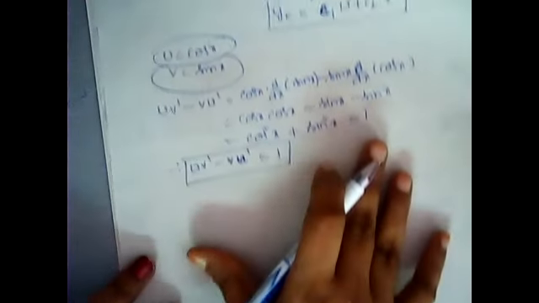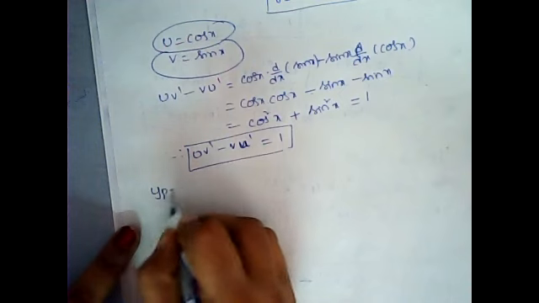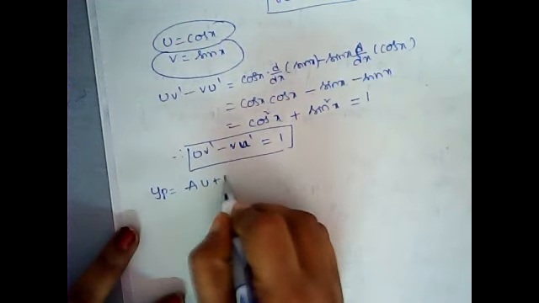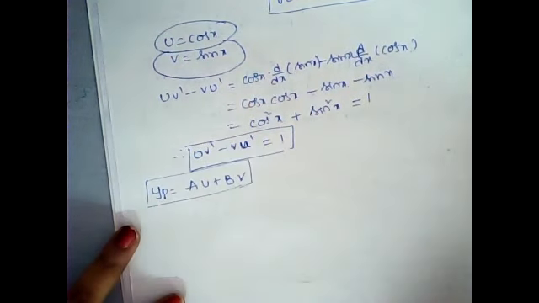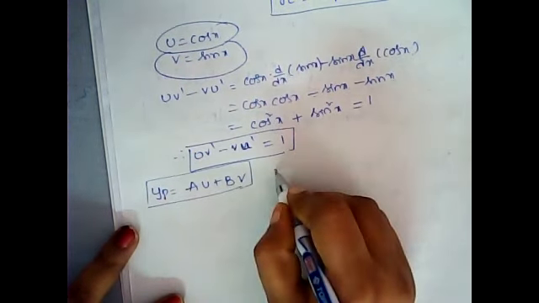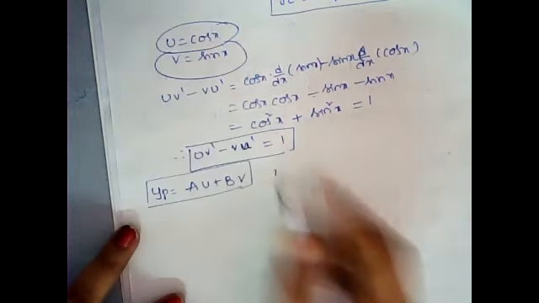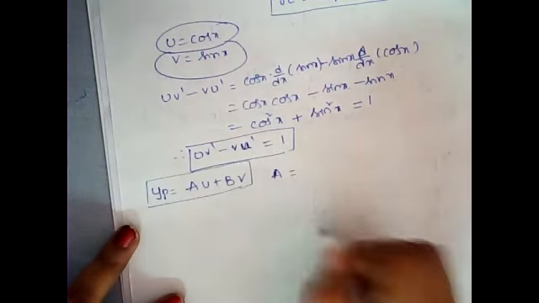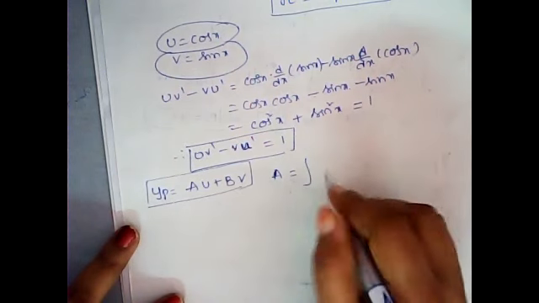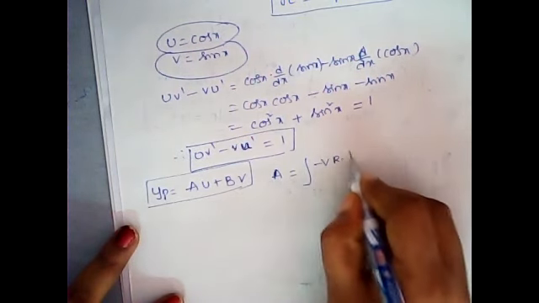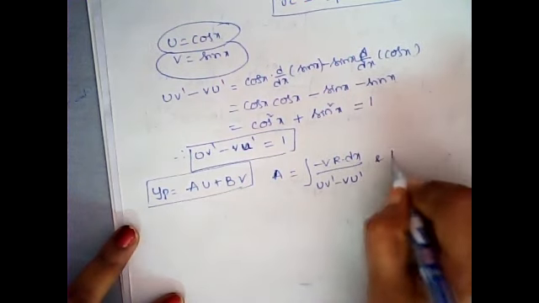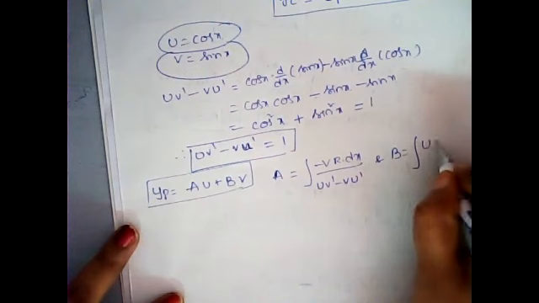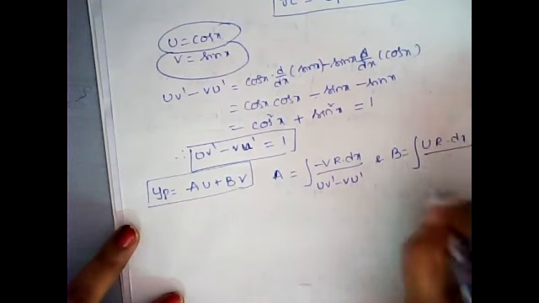Now let us go with the yp here. So what is yp? Yp is nothing but au plus bv. Yp standard form is au plus bv, where we have u and v, but we need to find out what a and b are by using the formula. A is equal to minus integration of vr into dx by uv dash minus vu dash, and b is equal to integration of ur into dx by uv dash minus vu dash.